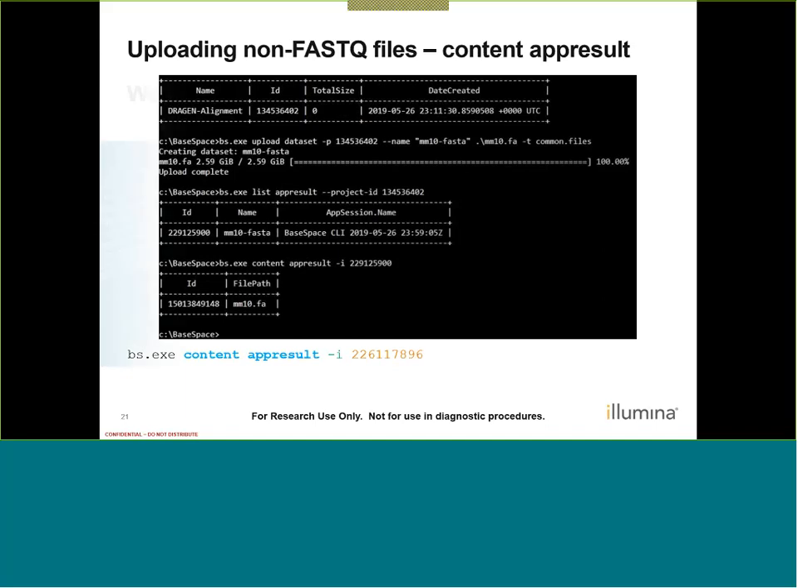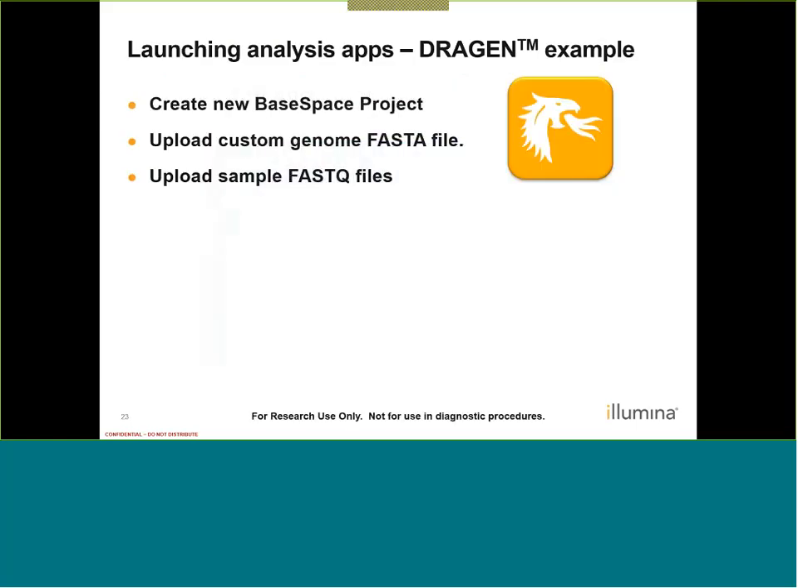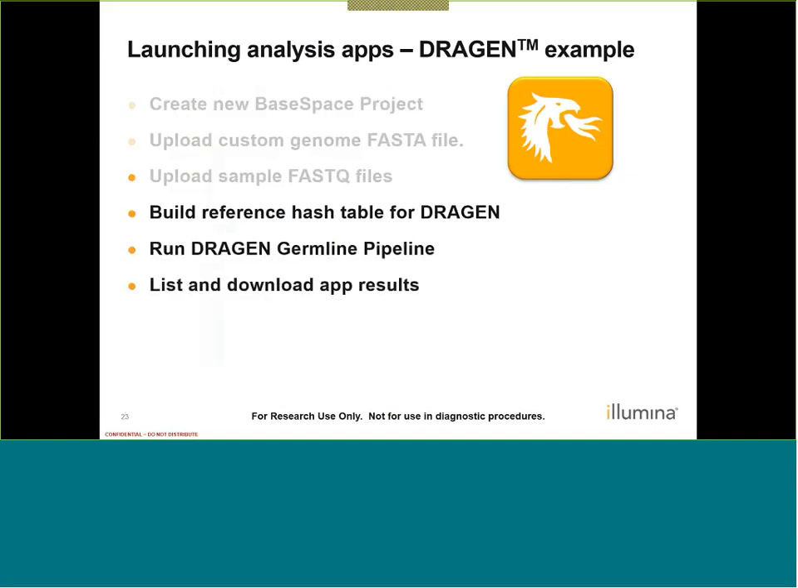So now that we've uploaded our non-FASTQ file, in this case a FASTA file, we're going to actually do something with it. So we've completed these 3 steps. The next is to actually build that reference hash table that DRAGENT requires for its downstream applications. And then we're actually going to run a downstream application, in this case the germline pipeline, using that newly created hash table from our custom FASTA genome.